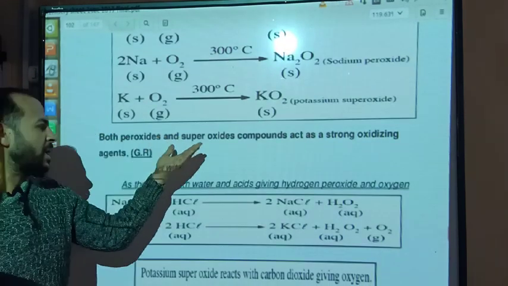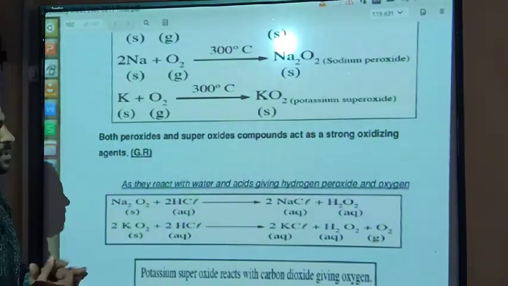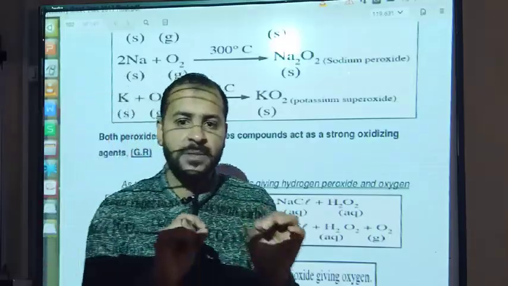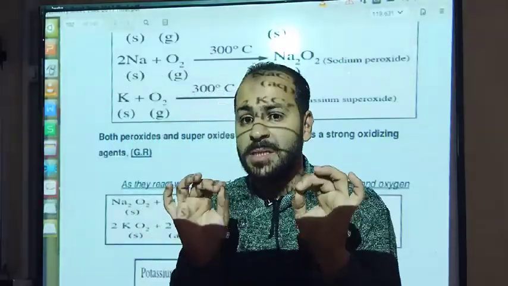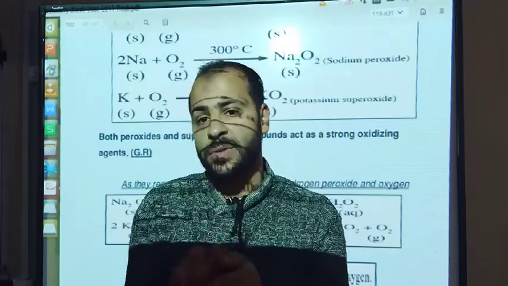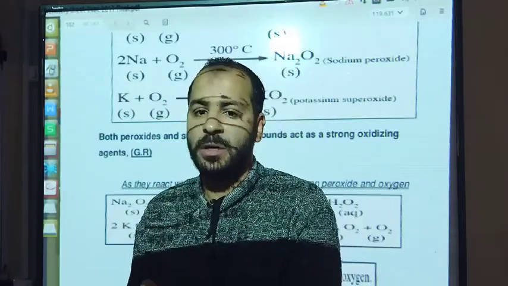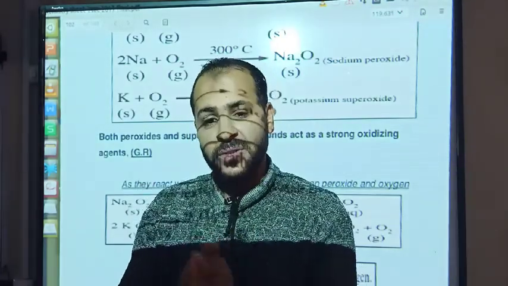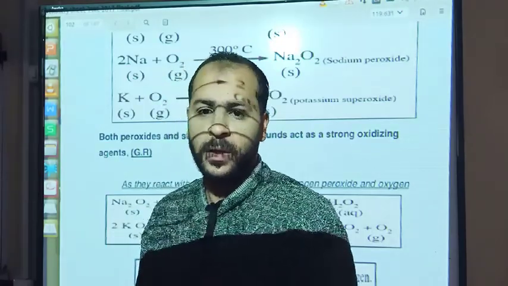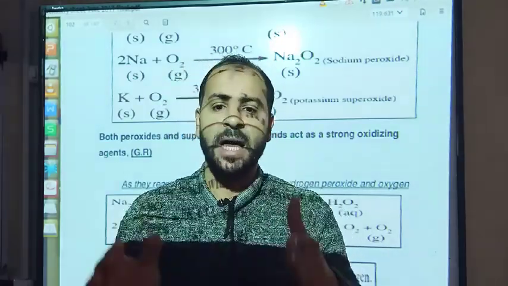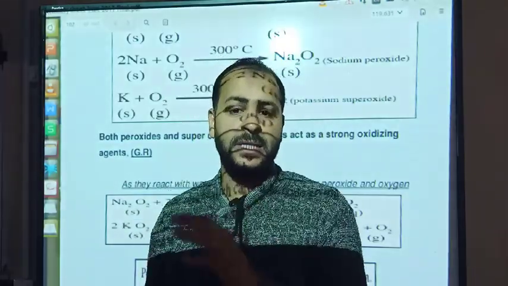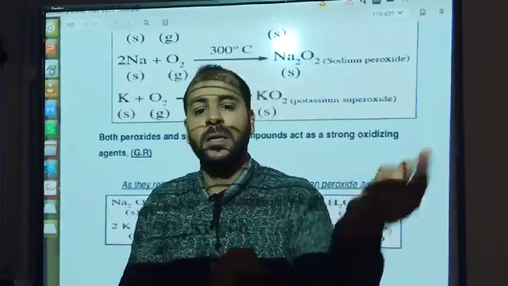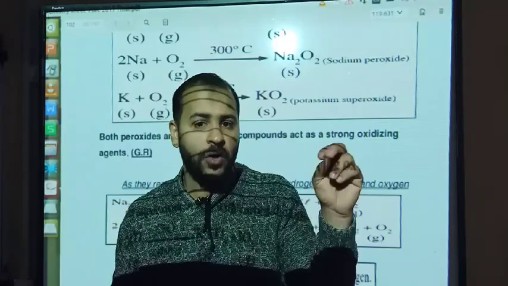Both oxides, peroxides and superoxides are oxidizing agents. Look, we can say the compound or the substance is an oxidizing agent if it reacts with water or with acids, giving peroxides and oxygen. For example, when sodium peroxide reacts with water or with acids, it gives hydrogen peroxide. Hydrogen peroxide H2O2 is an oxidizing agent. And if potassium superoxide reacts with acids, it gives both hydrogen peroxide and also oxygen gas, and both of them are oxidizing agents.